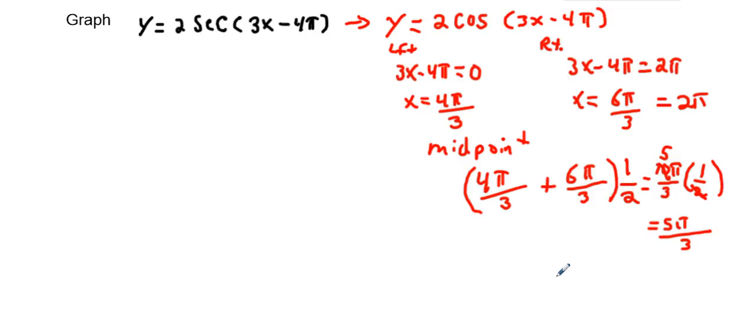Now normally we find our quarter points, but I'm going to hold off finding the actual values for those, because I want to emphasize how we actually graph the secant graph.